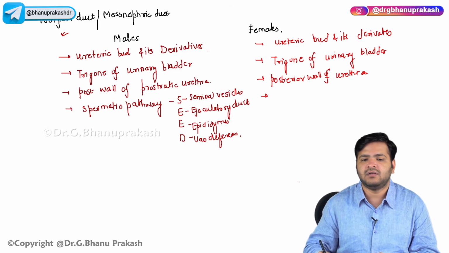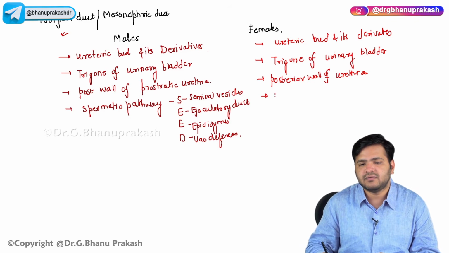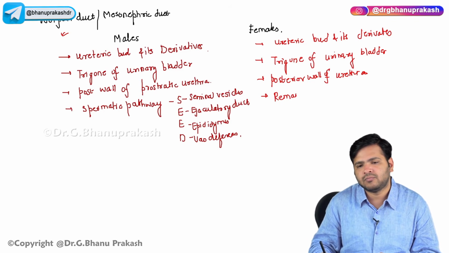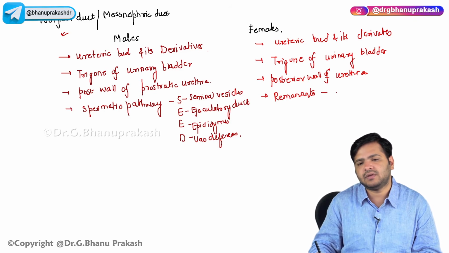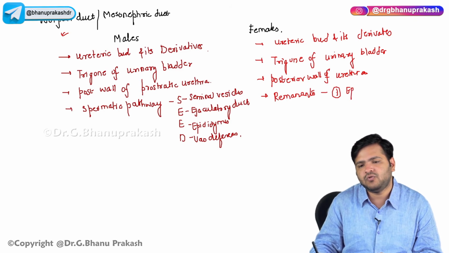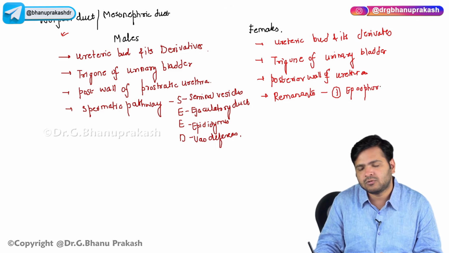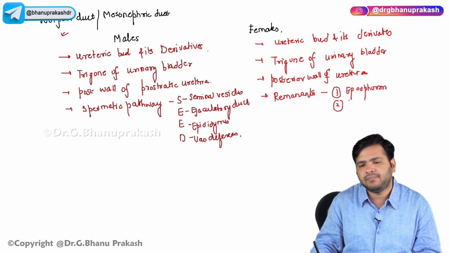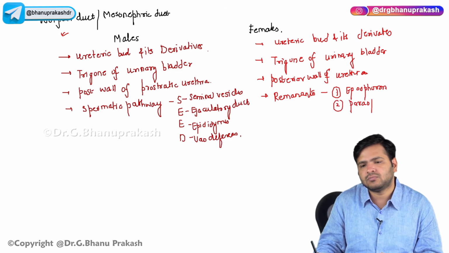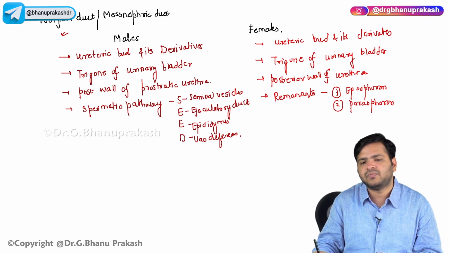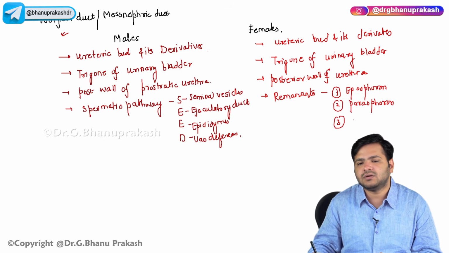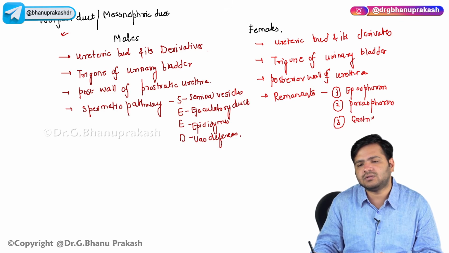So we have remnants, that is, the epoophoron, paraoophoron, and the third one, that is the Gartner's duct.